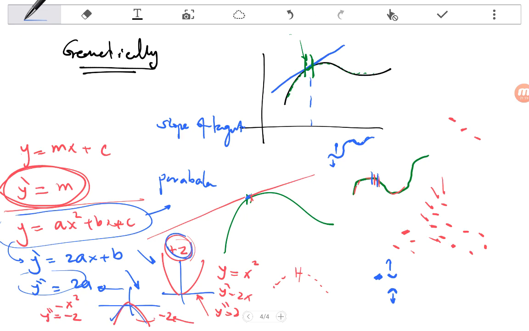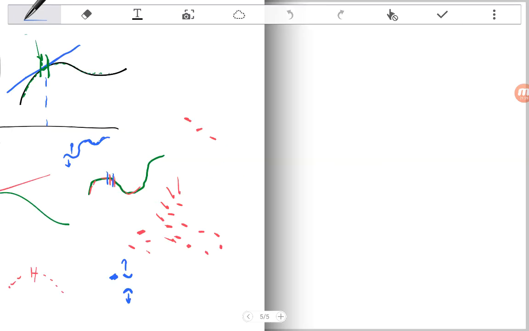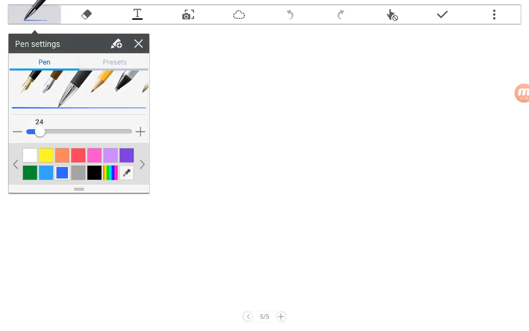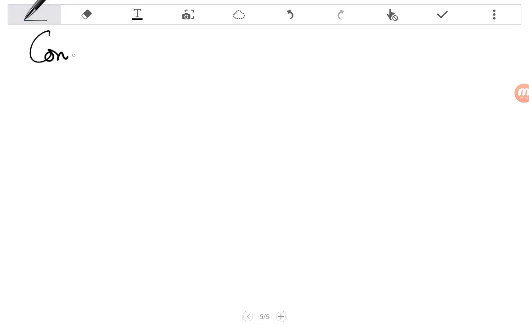Why? Because the second derivative represents a parabola. A constant second derivative is represented by a parabola. Okay? And that's why, in general, we call it the concavity. It is called the concavity of the curve.